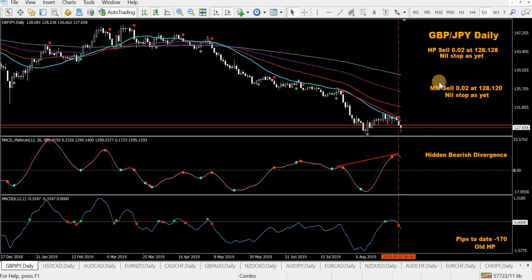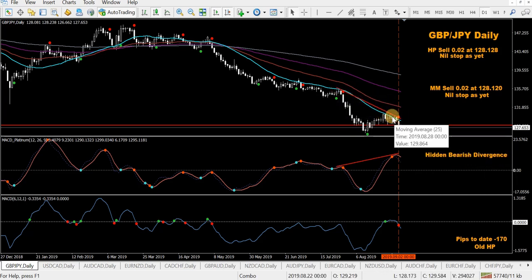As you can see, I've actually taken a high probability sell and a mod MACD sell at the same time. This is on the pound yen. And down here I'll have just my pips to date as per that spreadsheet we just looked at, and any notes I've got with regards to what divergence there is at the moment.